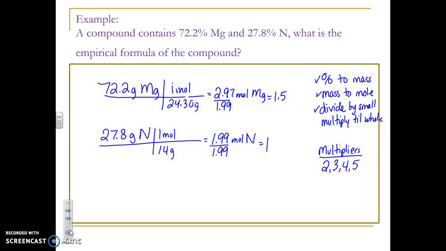In this case, since we have 1.5, which is a half, we're going to multiply it by 2, which gives us the whole number of 3. Just like in every other math class you've ever taken, what you do to one, you have to do to the other. So we'll multiply the other one by 2 to give us 2. This has now given us our subscripts for our formula. So my final empirical formula is Mg3N2.